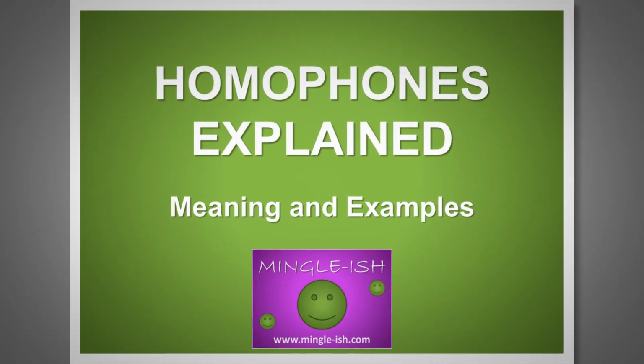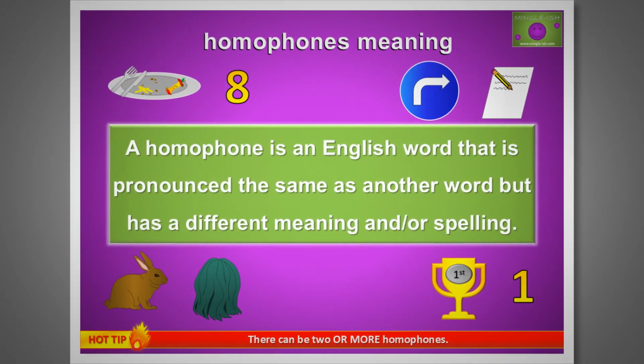Homophones explained. Meaning and examples. A homophone is an English word that is pronounced the same as another word, but has a different meaning and/or spelling. Let's see some examples.